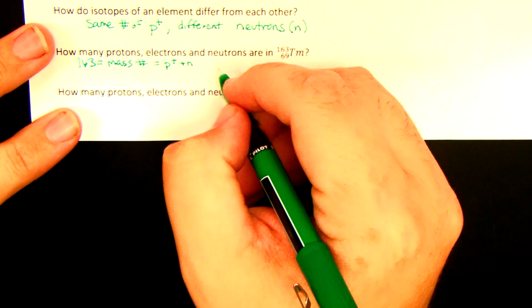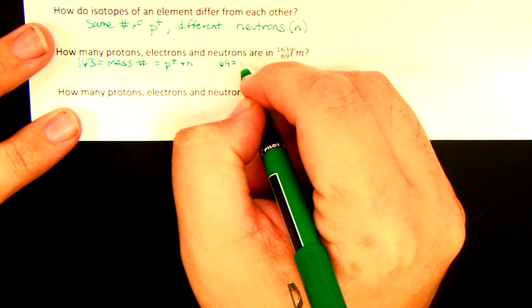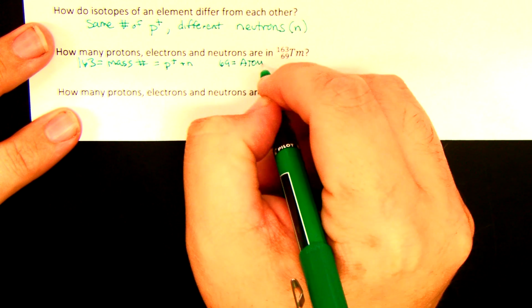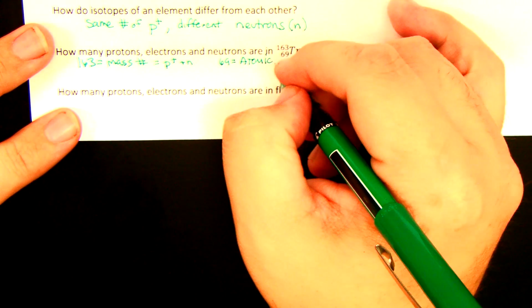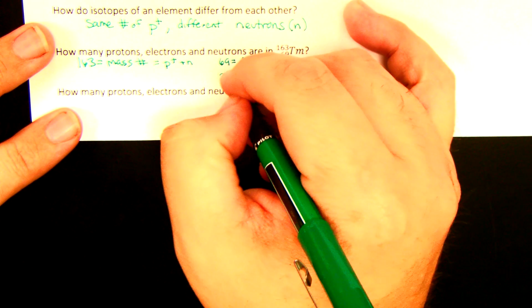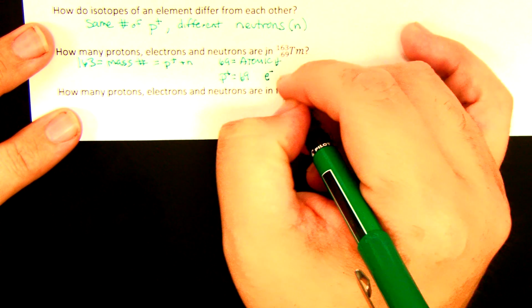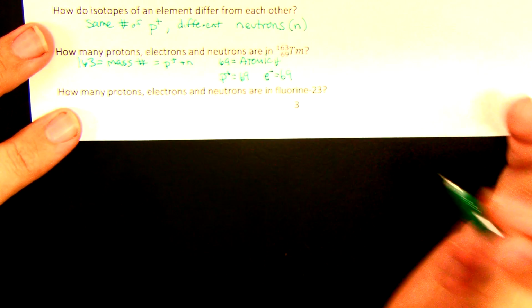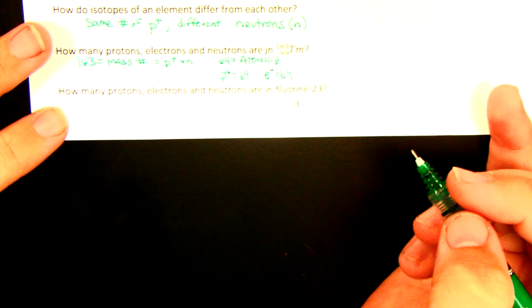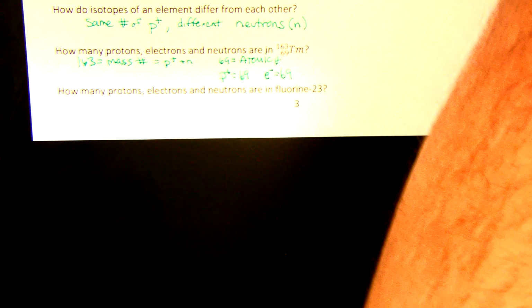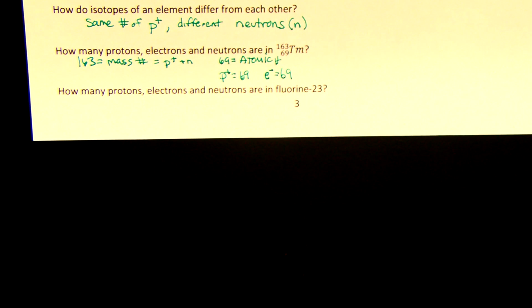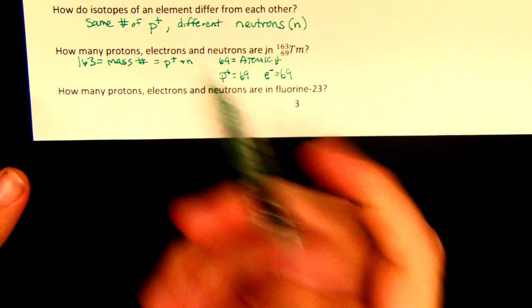So that helps. Now, what's the 69 equal to? Okay. It's the atomic number. It's also the number of protons, which is 69, and the number of electrons, which is 69. Because the atomic number gives you the number of protons and electrons.